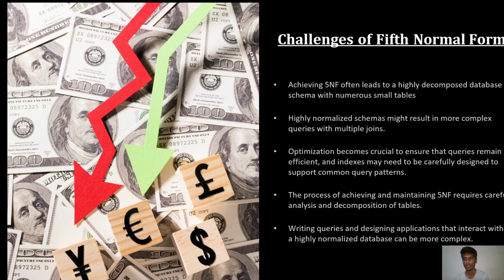Optimization becomes crucial to ensure that queries remain efficient, and indexes may need to be carefully designed to support common query patterns. The optimization will become very crucial in fifth normal form, and it should maintain a definite query pattern to maintain consistency. The process of achieving and maintaining 5NF requires careful analysis and decomposition of tables. For creating 5NF, we should maintain the data carefully and analyze the data and decomposition of tables. Writing queries and designing applications that interact with a highly normalized database can be more complex. Designing queries in fifth normal form is more complex than in other normal forms.